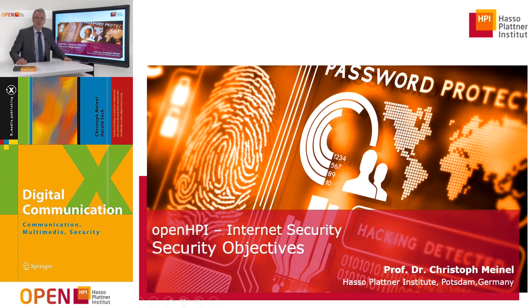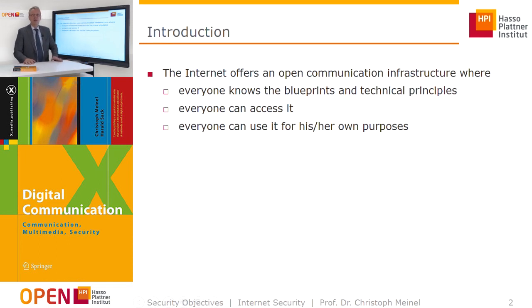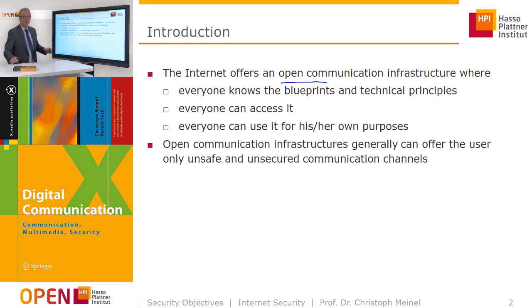Let's speak now about security objectives. And remember, the internet offers an open communication infrastructure. Open, that means everyone knows the blueprints, everyone knows the technical principles of the internet, everyone can access it, everyone can use it for his or her own purpose. So an open communication infrastructure generally can offer the user only unsafe and unsecured communication channels.